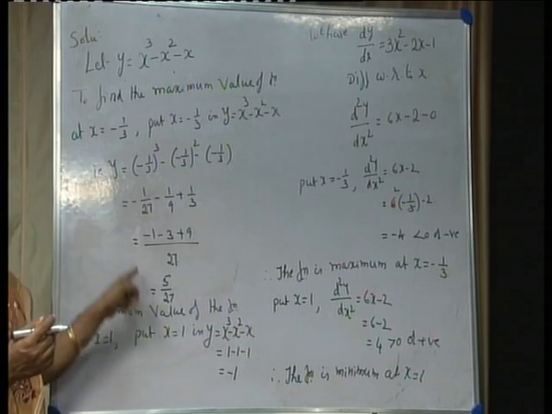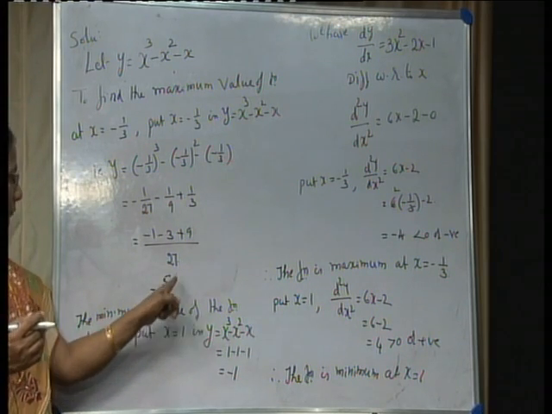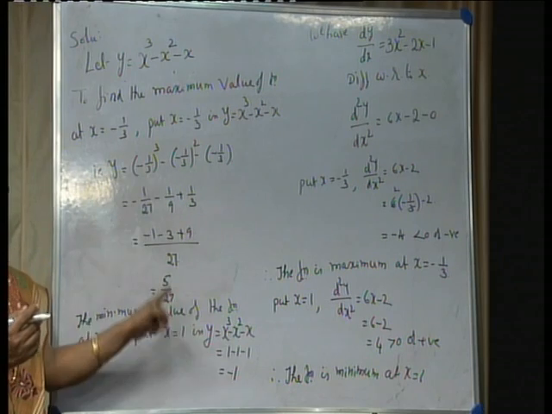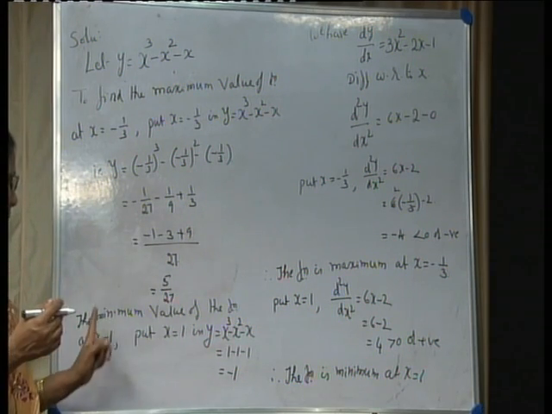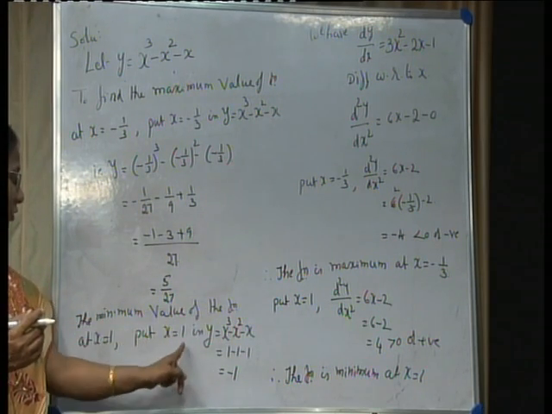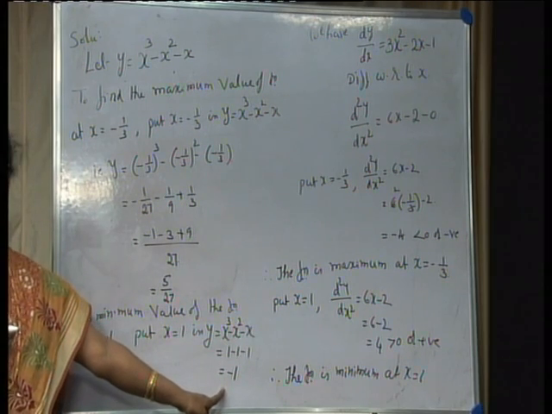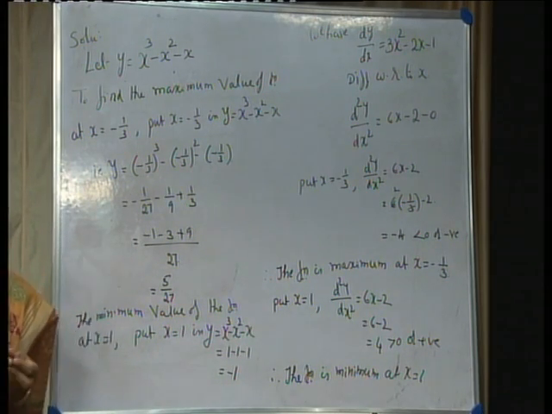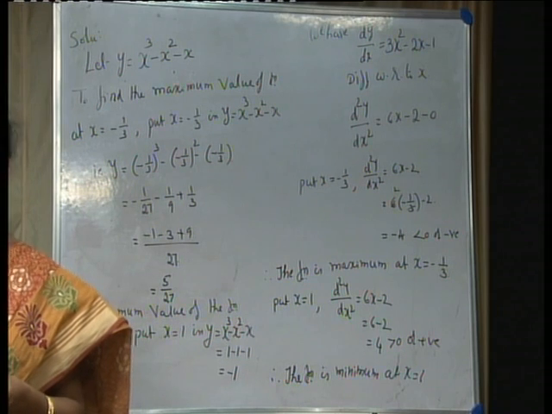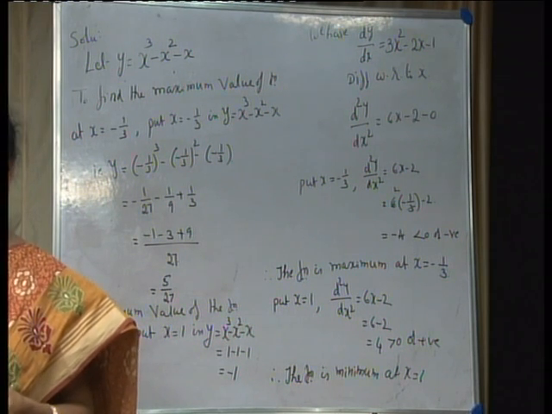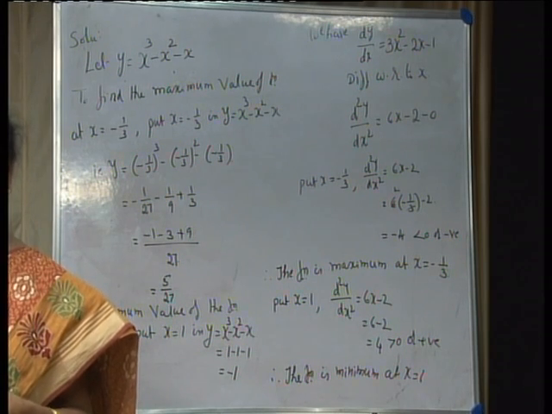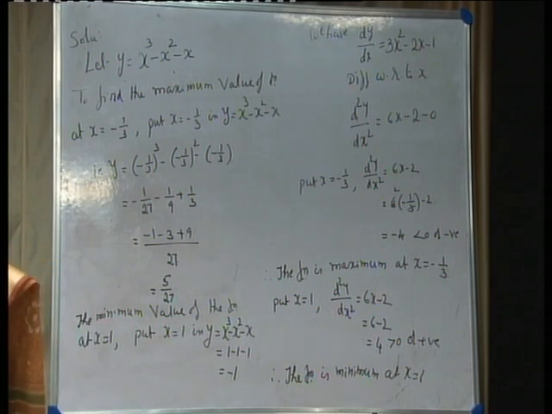So, maximum value of the function at x is equal to minus 1 by 3 is 5 by 27. Minimum value of the function at x is equal to 1 is minus 1. So, like this we have to find, using derivative, at which point the function is maximum, at which point the function is minimum. We will see the next problem.